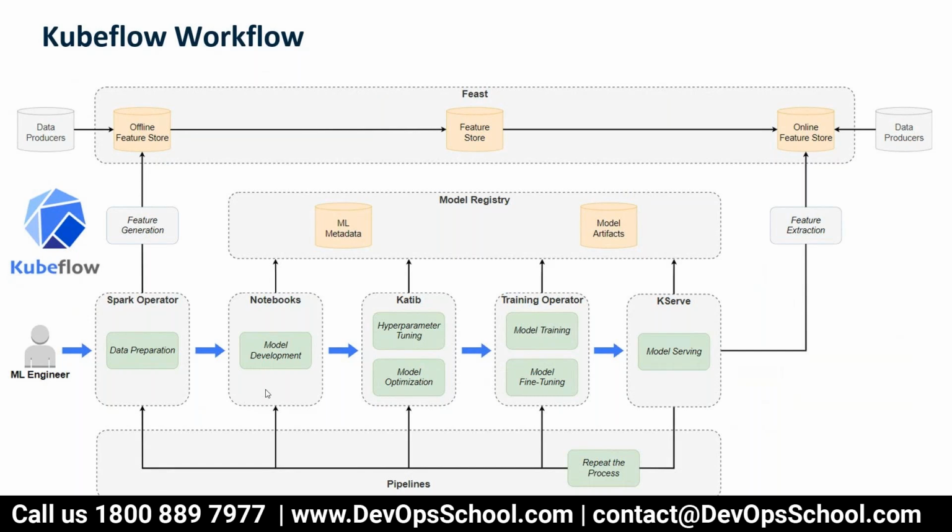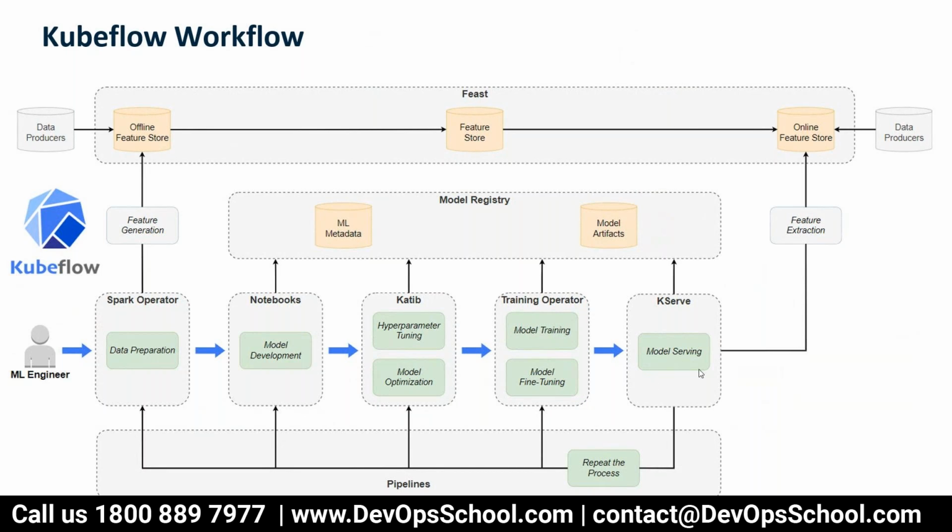Then you want to tune your hyperparameters, that is powered by Katib. You need to remember Katib is basically for tuning the model, so it should work efficiently. Katib also has model optimization, so you can optimize the model to make sure that your objectives are matched. After that, you do the model training and fine tuning. And once the model training is done, you do the serving through KServe.